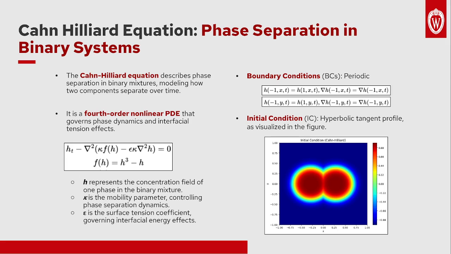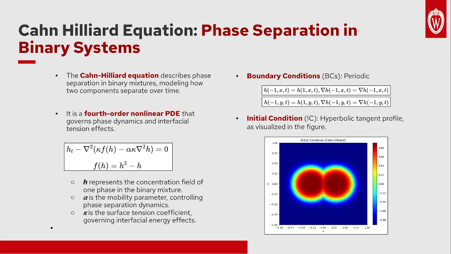Next, kappa is a mobility parameter describing how quickly our concentration field evolves over time. Now, epsilon is the surface tension coefficient. Visually, epsilon controls the smoothness of the solution, penalizing sharp gradients between phases. Programmatically, this is the PDE that's in our loss function.